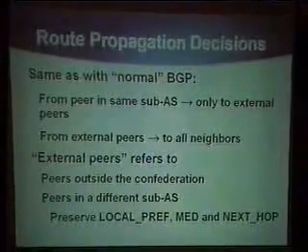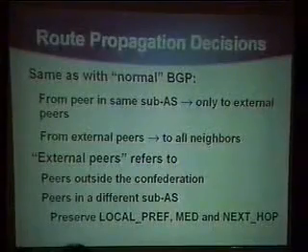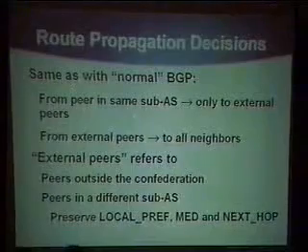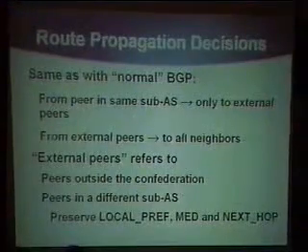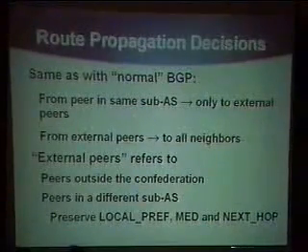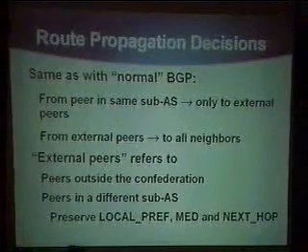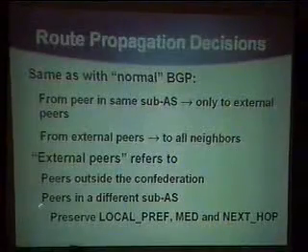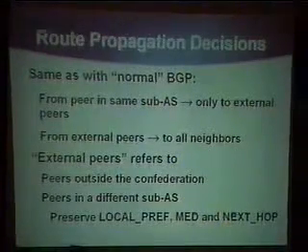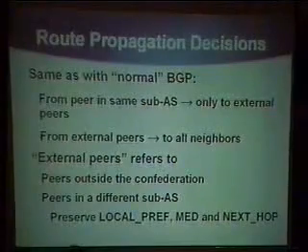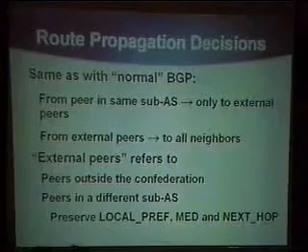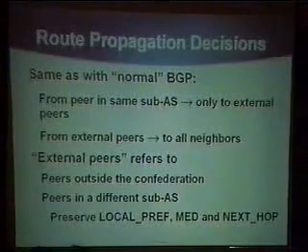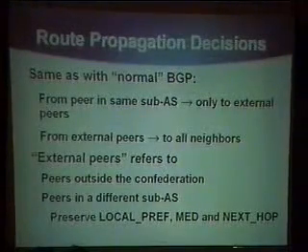The route propagation decisions, well, same as with normal BGP. If a prefix comes from a peer in the same sub-AS, it's only sent to external peers. If it comes from external peers, it's sent to all neighbors. So it's normal eBGP rules. External peers refers to peers outside the confederation and peers in a different sub-AS. But notice, local preference, MED, and next hop are preserved. That's the major difference.